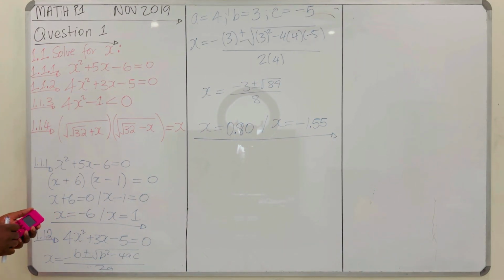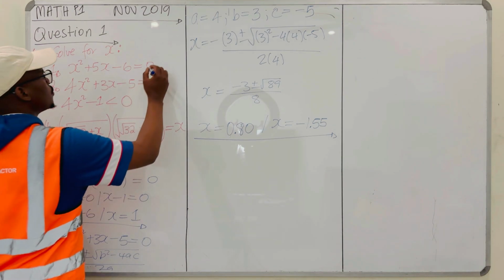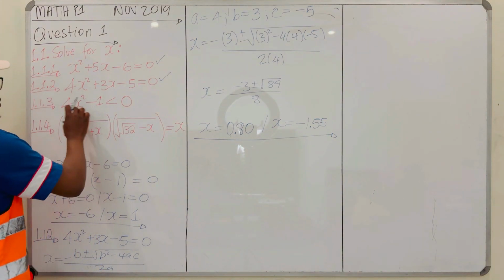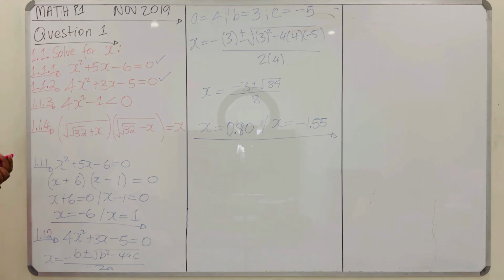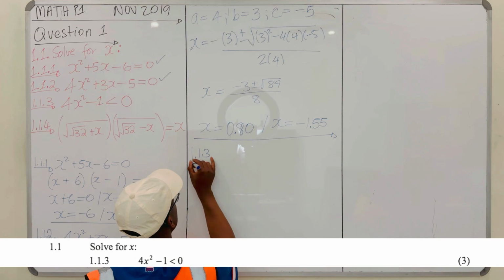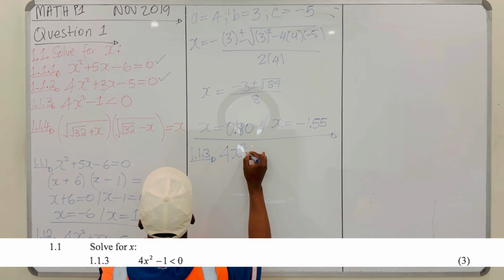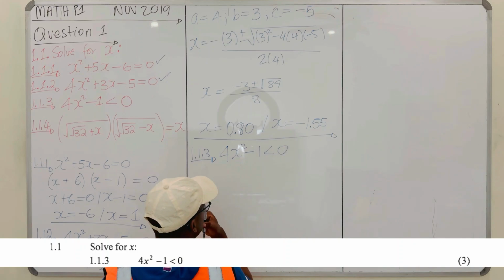Now, we're going to move to the third equation, which is an inequality. We did this one, we did this one. Now we're going for an inequality. So at 1.1.3 they want you to solve this inequality, which is 4x squared minus 1 is equal to 0.